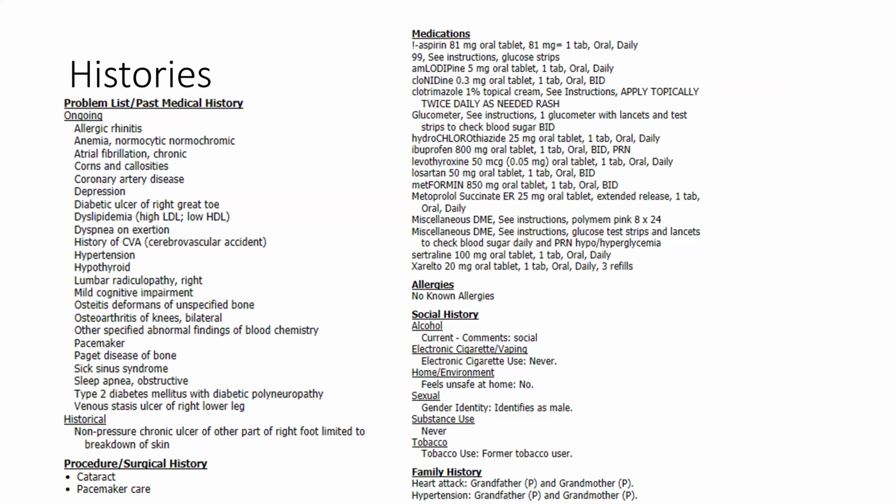Quite a lot of problem list over there. Diabetic ulcer of right great toe, and then venous stasis ulcer of right lower leg. Not good. Diabetic, venous stasis, peripheral vascular disease. Any questions about the histories, medications?